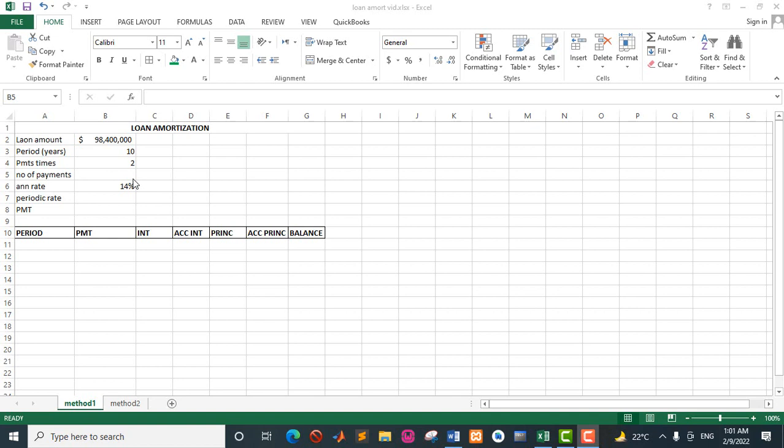Loan amortization, in simple terms, is the breaking down of loan payments into equal installments. That's what we call loan amortization.